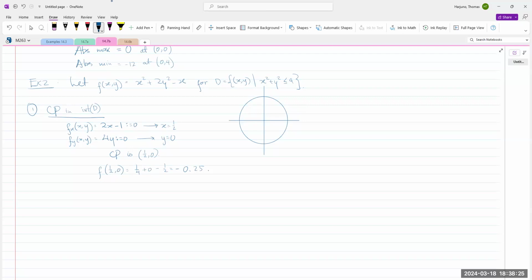Actually, if I complete the square, this is x squared minus x plus 2y squared. This is x squared minus x plus 1/4, plus 2y squared minus 1/4. To compensate, this is (x minus 1/2) squared plus 2y squared minus 1/4. So from here we see this negative 1/4 is actually the absolute minimum. Even if the domain is not restricted here, that is the vertex. So this is actually the absolute minimum.